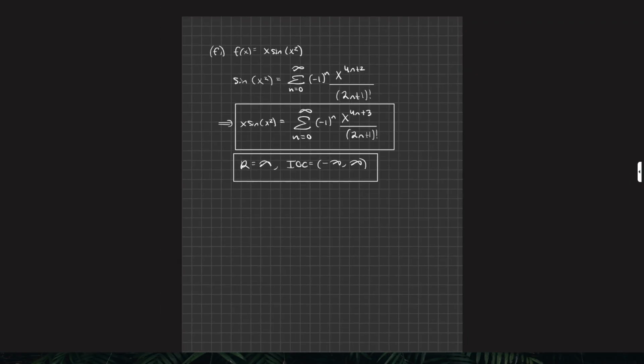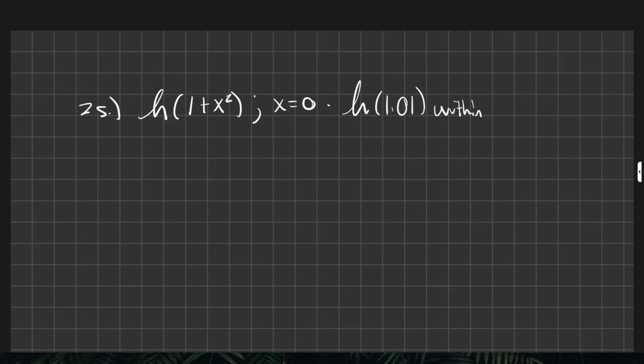So let's look at problem 25. Okay, so we're asked, find the power series for ln of 1 plus x squared about x equals 0. Use the resulting series to estimate the value of ln of 1.01 within 7 decimal places, 10 to the minus 7.